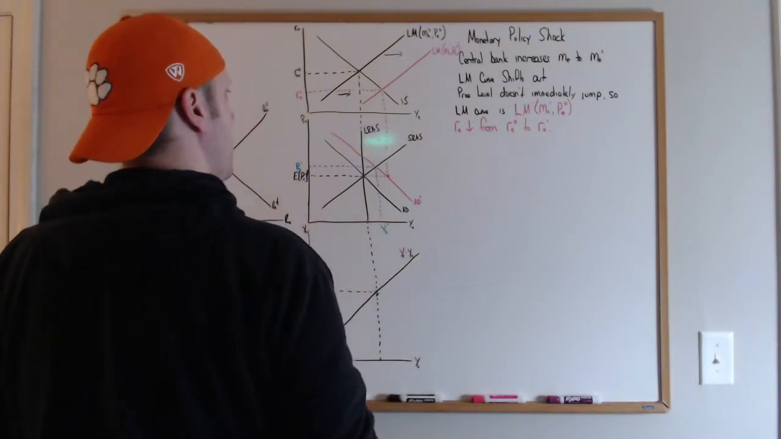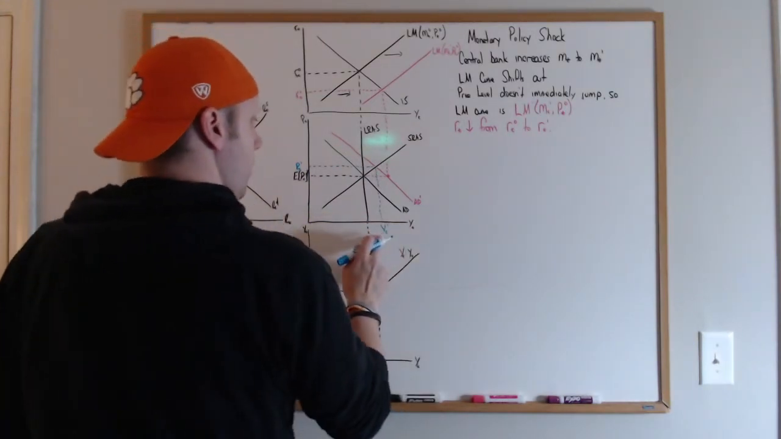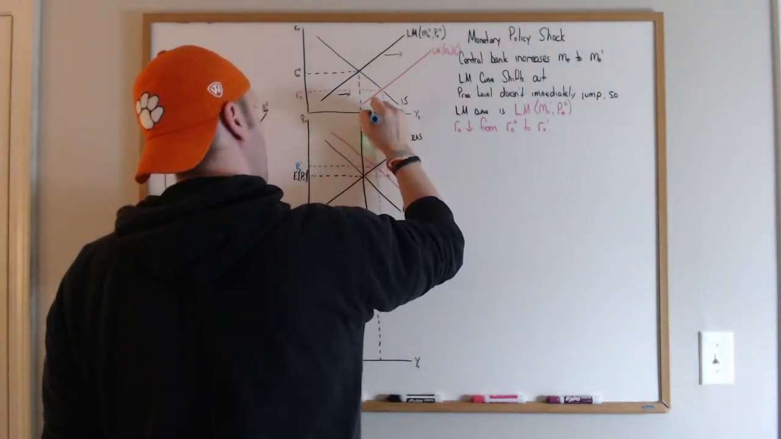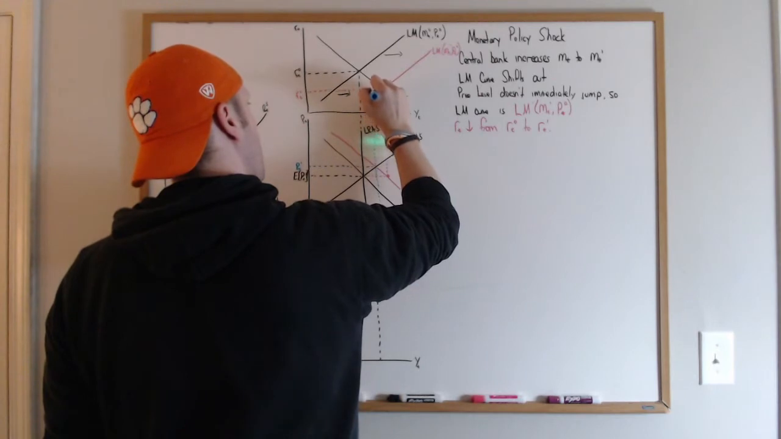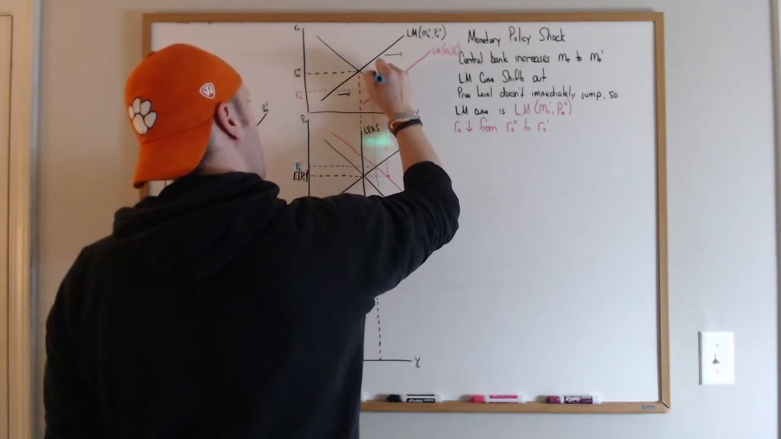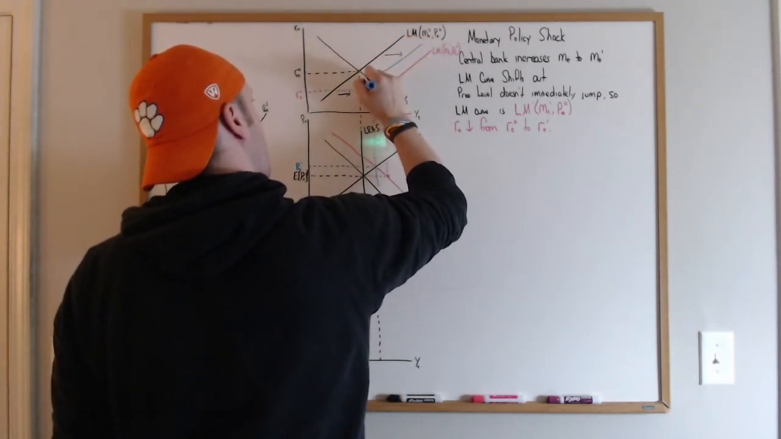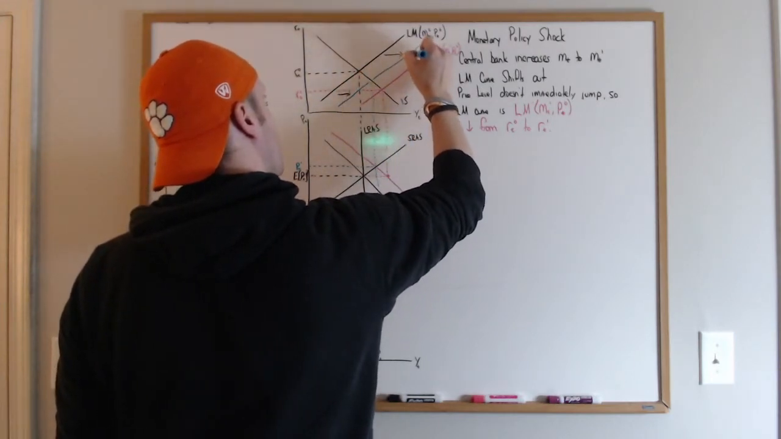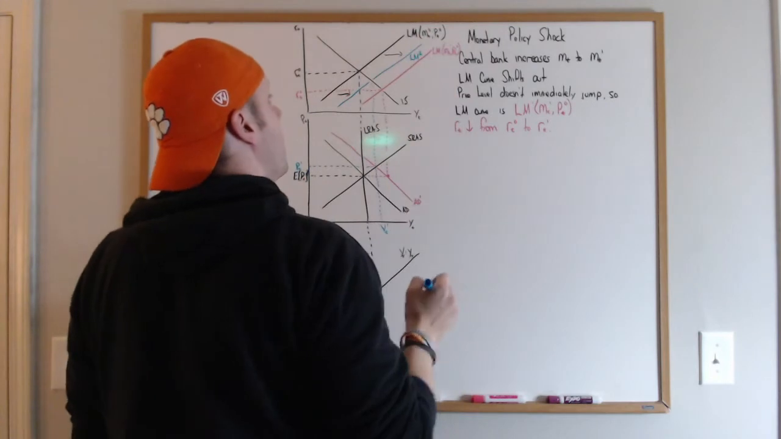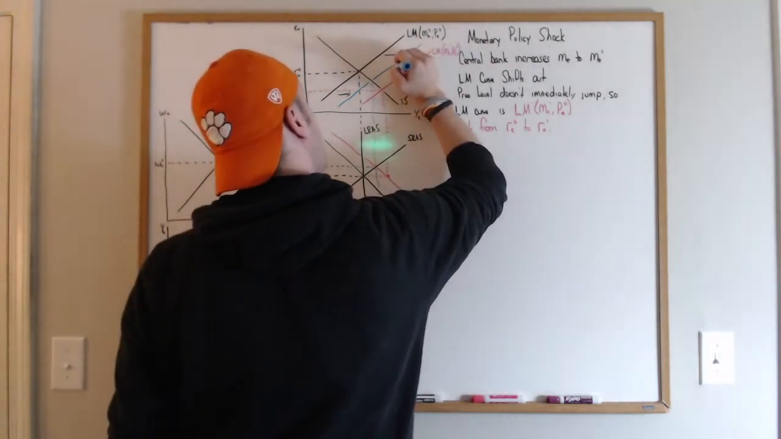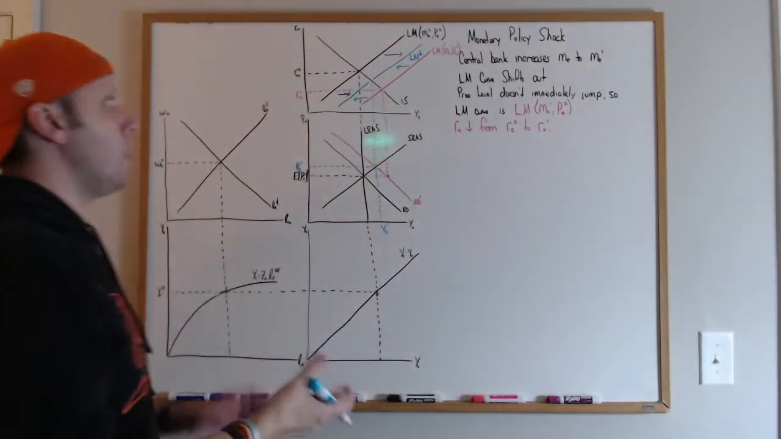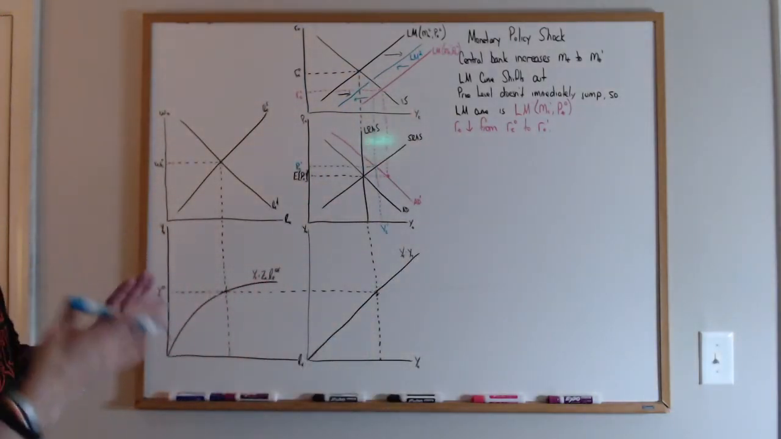And output will increase a little bit to YT prime. Now you have to draw this dotted line from where aggregate demand and short run aggregate supply intersect. And this LM curve is going to shift back in just a little bit. Not much, not all the way, right, but a little bit.